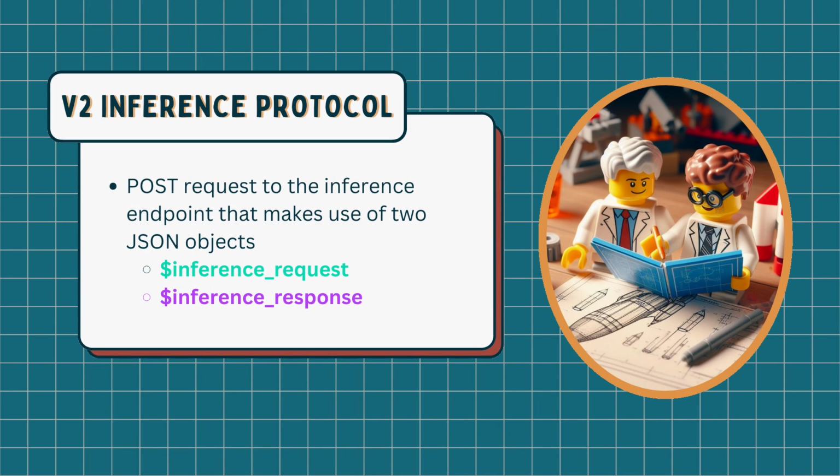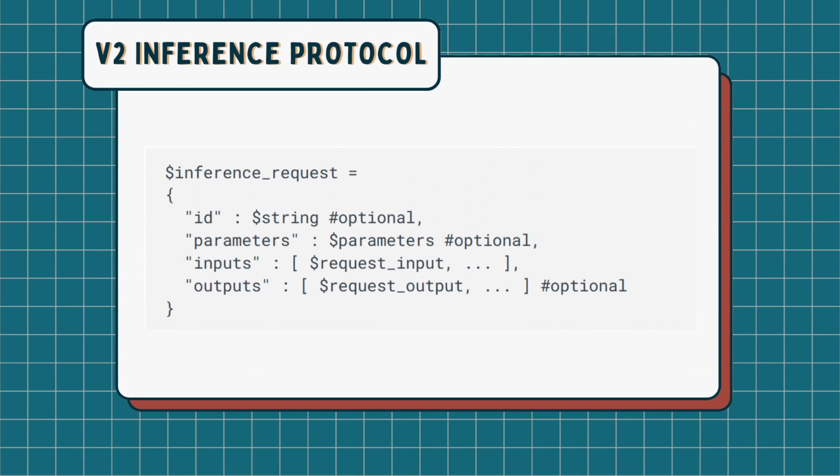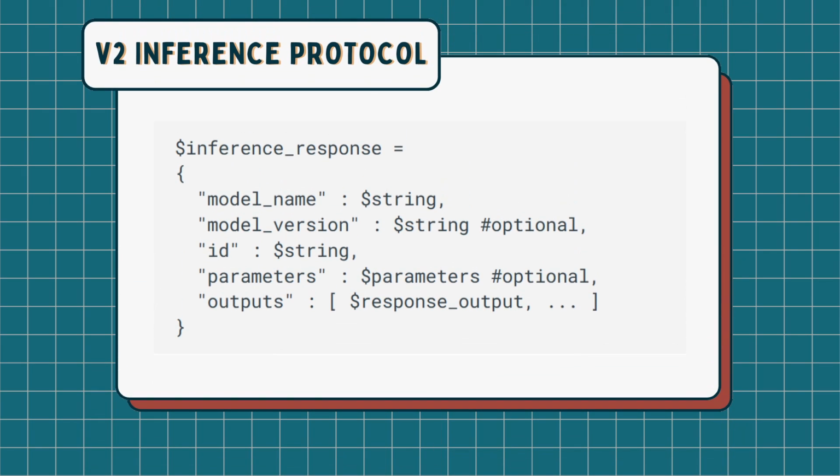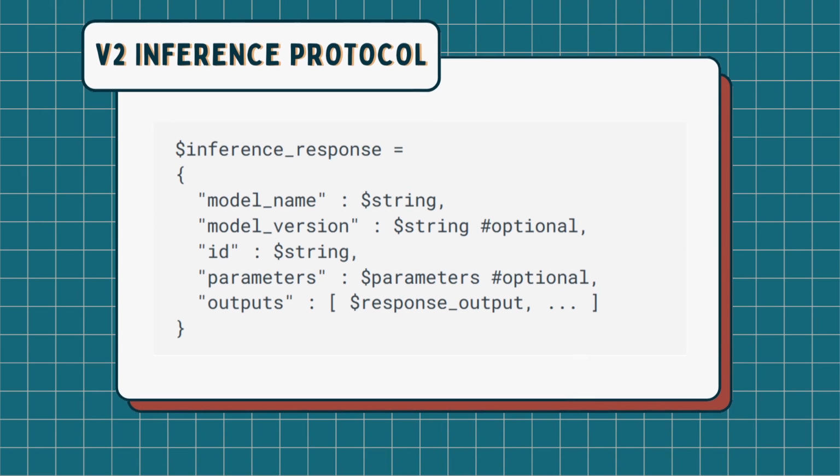Kserve uses the Open Inference Protocol, which allows us to run inferences across different serving runtimes. And due to standardization, we can migrate our models from one platform to another. For Highwind, we are specifically using version 2. This inference protocol makes POST requests to the endpoint with two JSON objects: inference request and inference response.